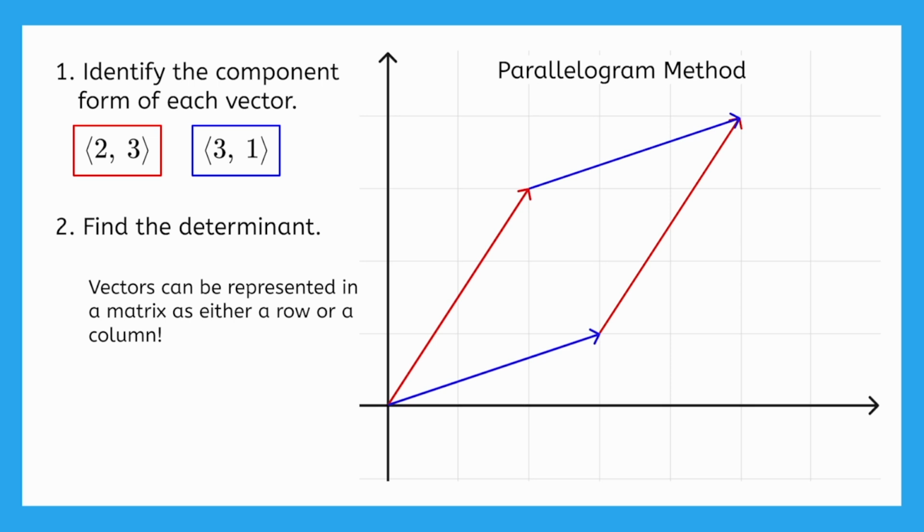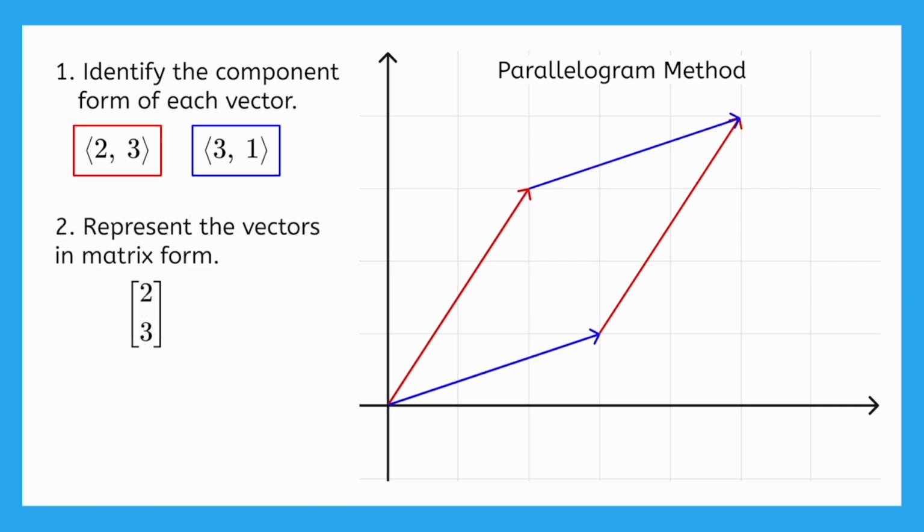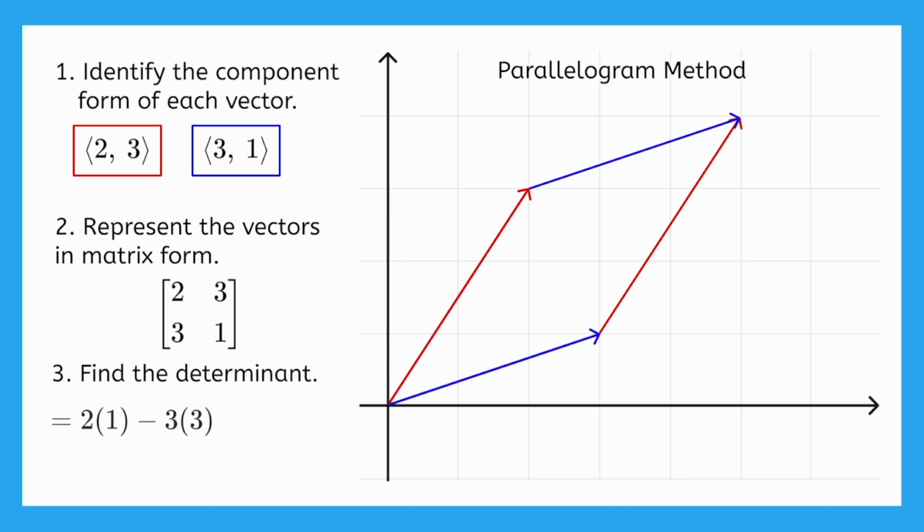Let's write our vectors as columns, so 2, 3 becomes the column 2, 3, and 3, 1 becomes the column 3, 1. Conveniently, when we combine our columns, it creates a 2 by 2 matrix, and we can easily find the determinant. 2 times 1 minus 3 times 3 equals 2 minus 9, which is negative 7.